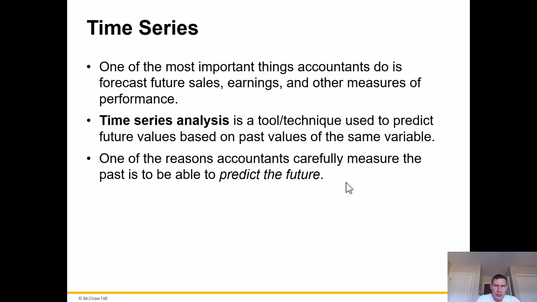So one of the most important things accountants do is forecast future sales, earnings, and other measures of performance. So time series analysis is a tool or technique used to predict future values based on past values of the same variable. One of the reasons accountants carefully measure the past is to be able to predict the future.